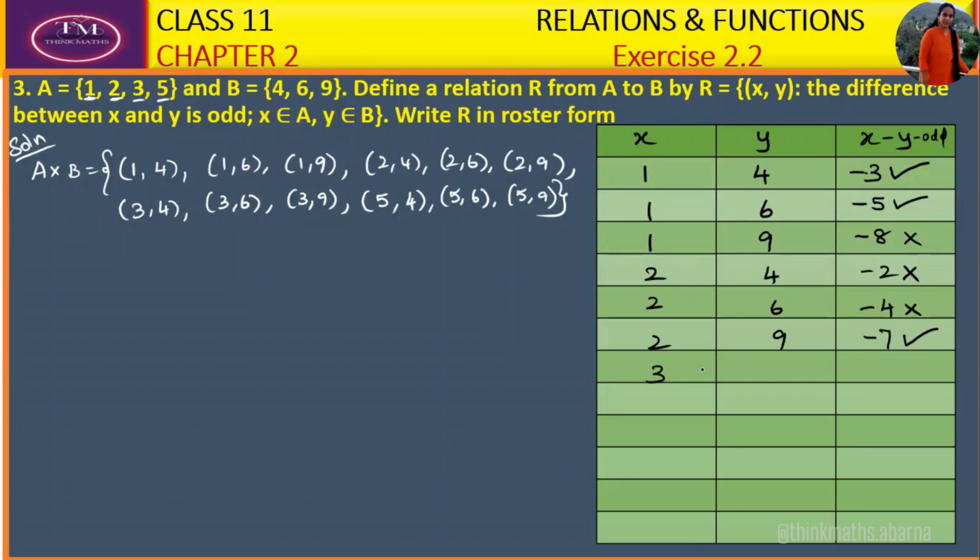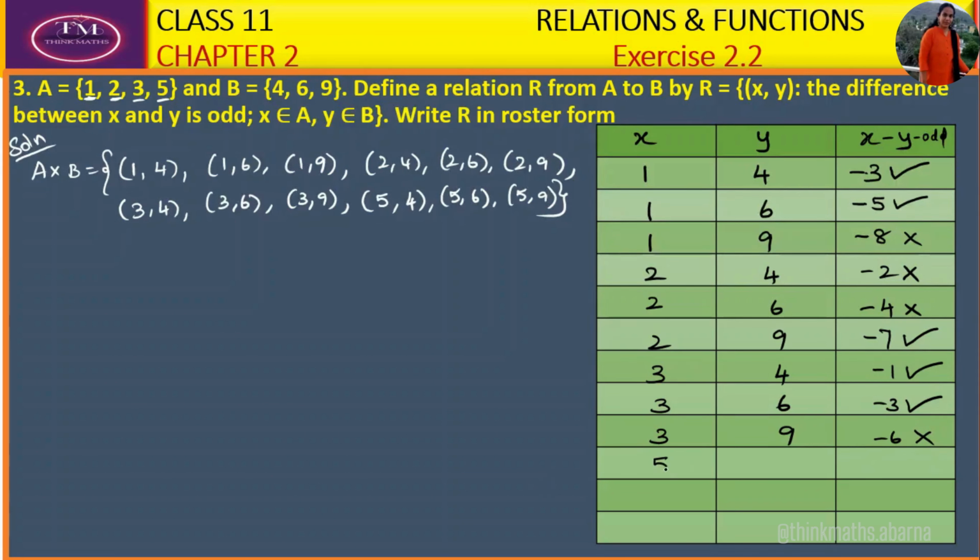Next 3 comma 4. What is the difference between 3 and 4? It is minus 1. It is odd. Next 3 comma 6. So what is the difference between 3 and 6? 3 minus 6 is minus 3. Minus 3 is also odd. Next 3 comma 9. So what is 3 minus 9? It is minus 6. Whether it is minus or plus is not needed for odd or even. You just have to check the number. So 6 is even. So it doesn't come.